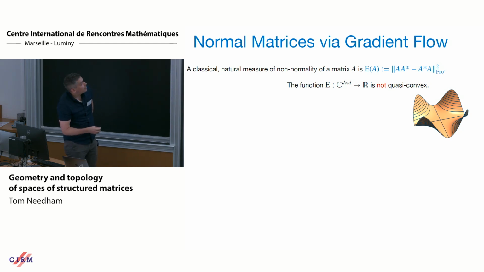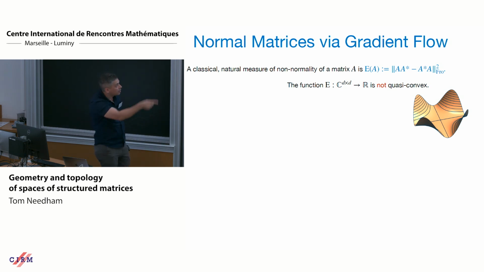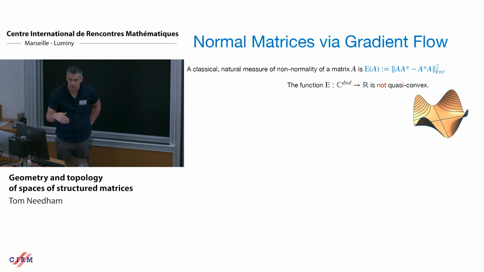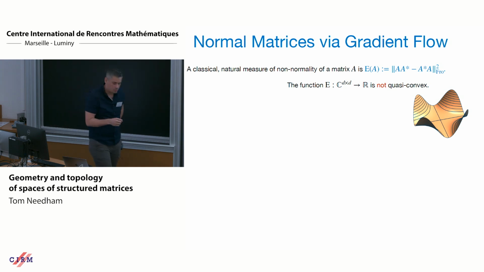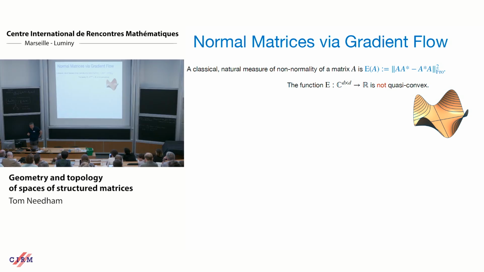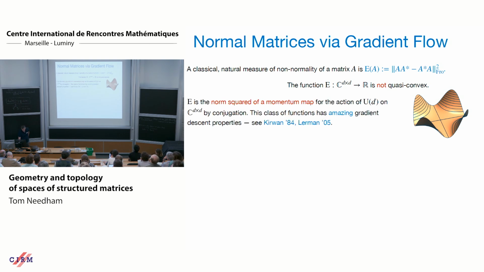norm. So a thing you might try to do to solve this nearest normal matrix problem would be to gradient descend on that energy. The zeros of this energy are exactly the normal matrices. You might try to gradient descend to the zero set. A problem, which we'll reconcile almost immediately, is that this is not a quasi-convex functional. So general convex optimization doesn't tell you that this plan works. You could potentially get stuck in a local minimum.